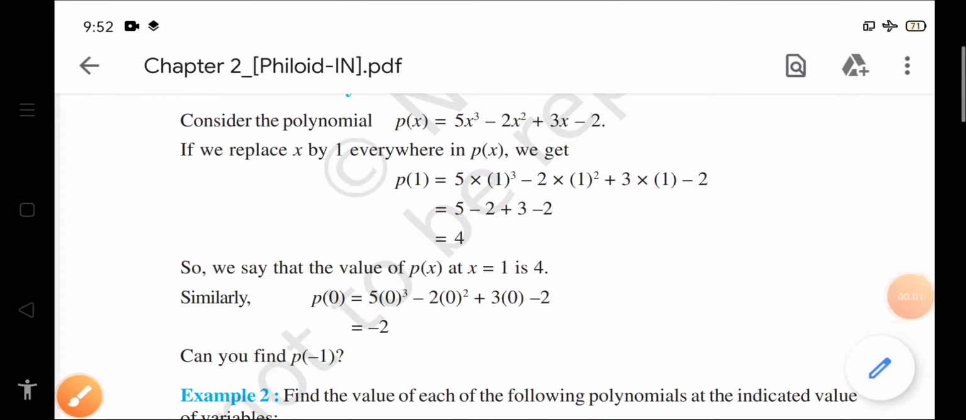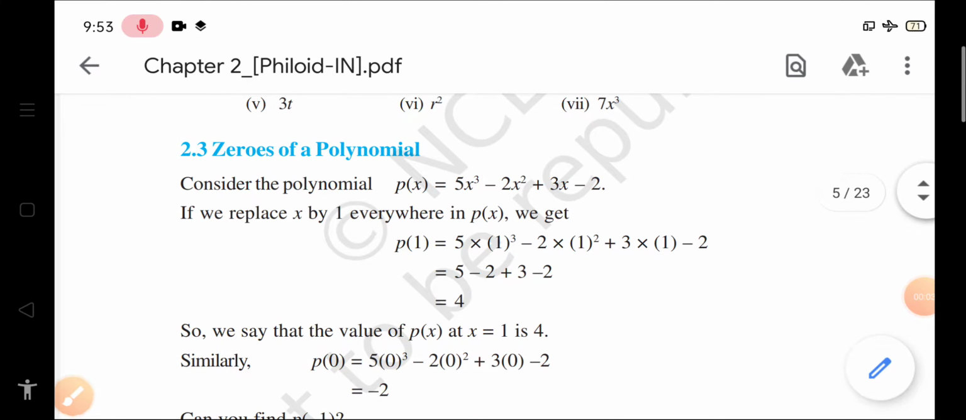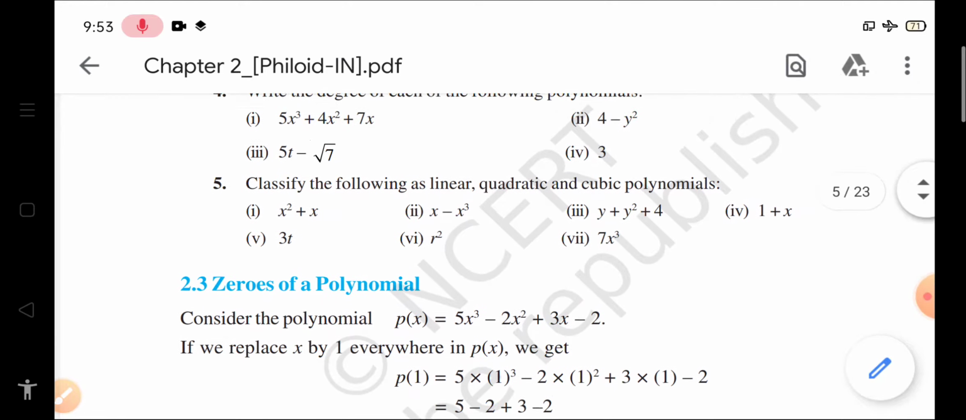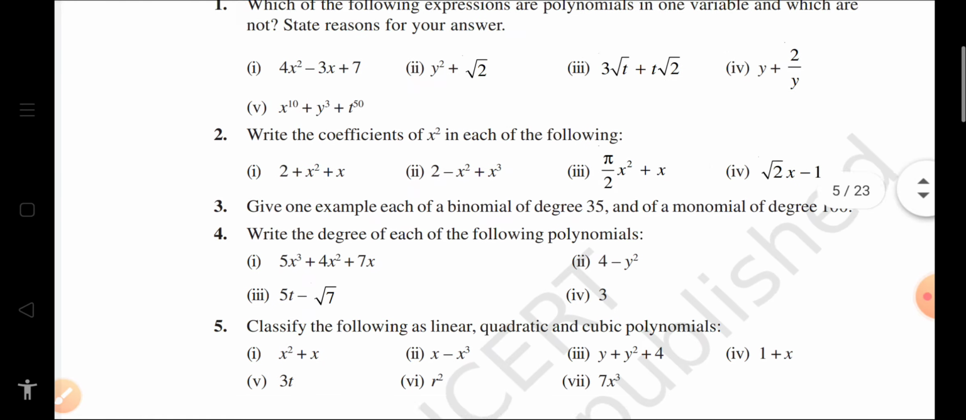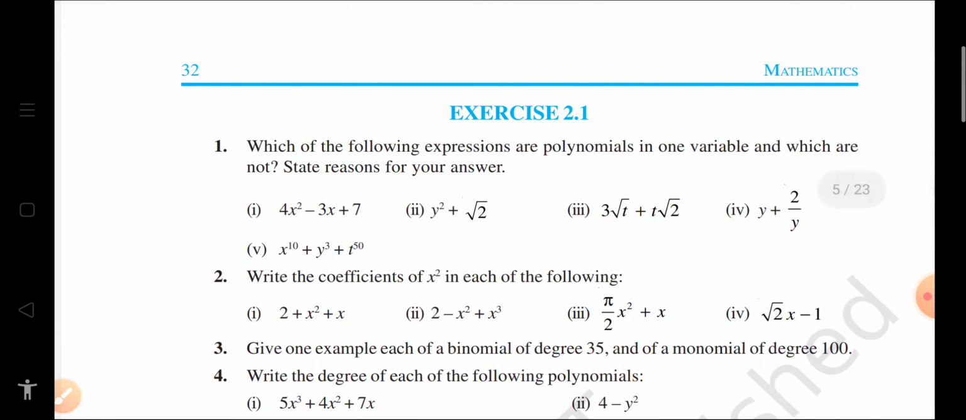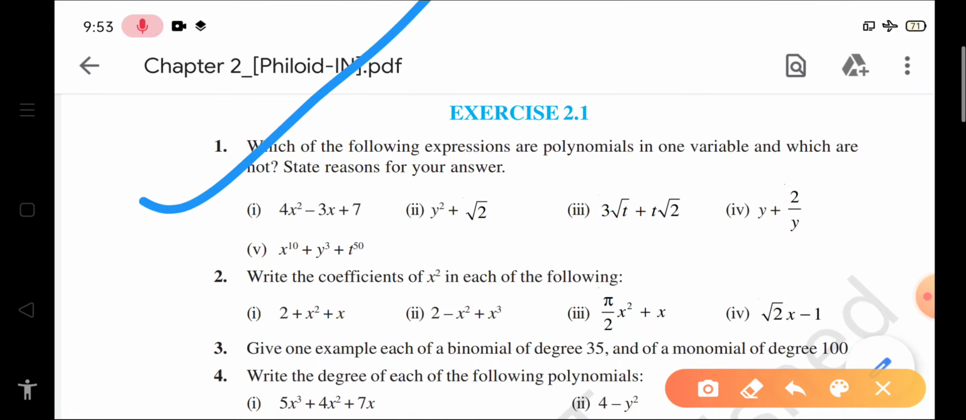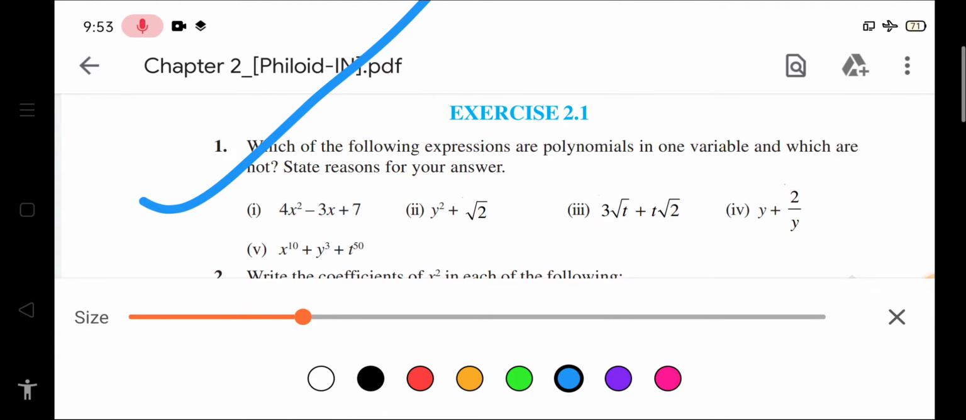Good morning, students. Today we will discuss exercise 2.1. I think this is exercise 2.1. You have discussed it, and no problem arises in this type of question.